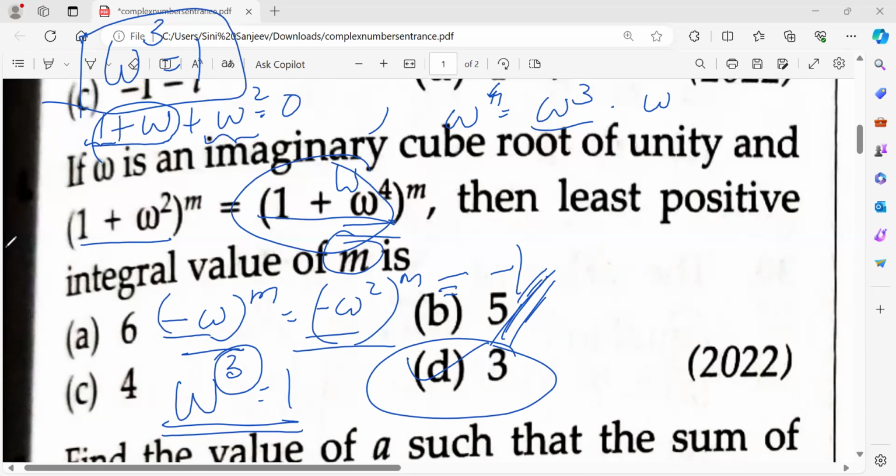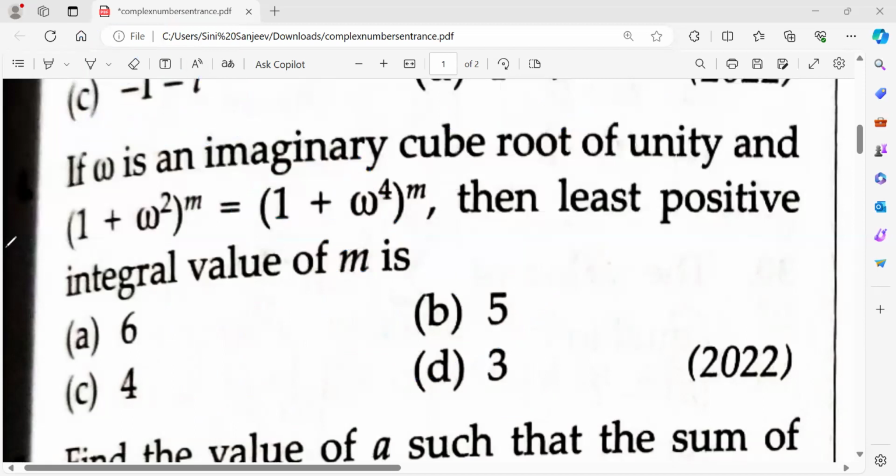I'm just going to clear it out now because there are a few more questions which I wanted to do.